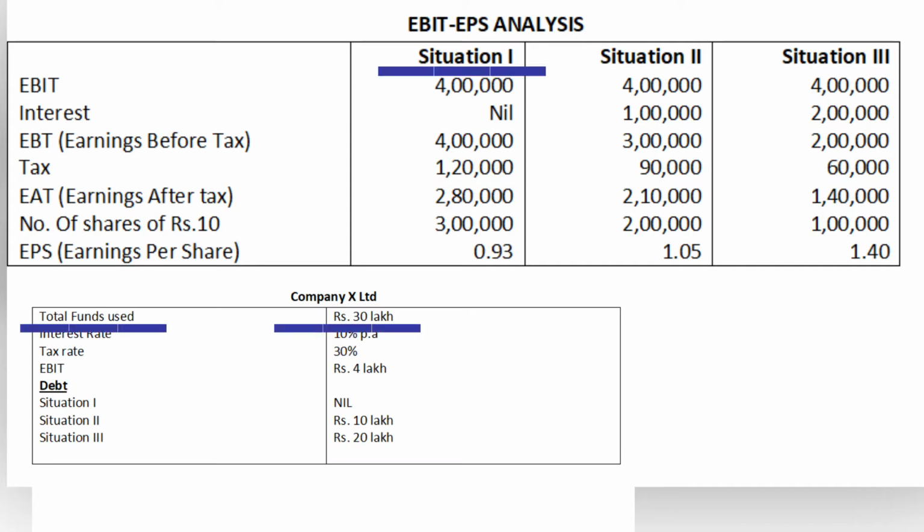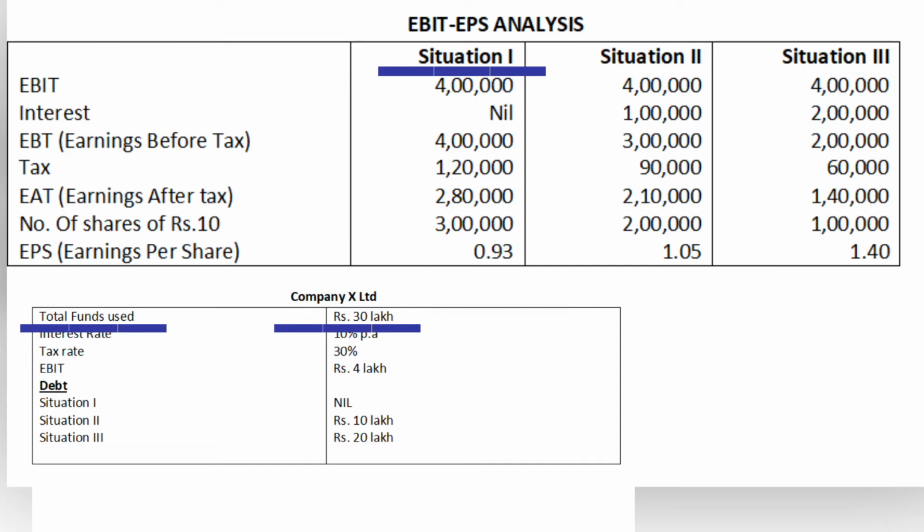Students, the total funds of the company were rupees 30 lakhs, right? So, in situation number 1, no fund was raised through debt. Debt was nil. That means all the funds were raised through equity. So we can say that rupees 30 lakh was equity because there are only two sources of finance, debt and equity. When debt is nil, that means all the fund has been raised through equity.